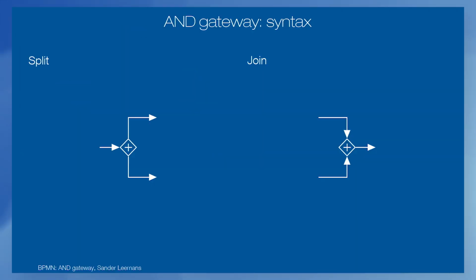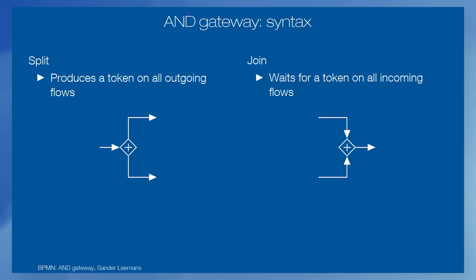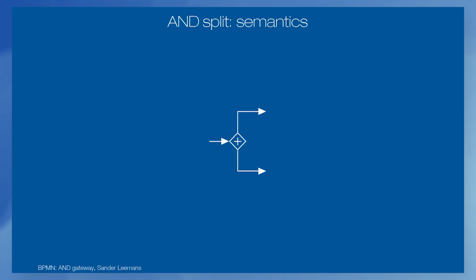We can use it as a split and a join, and the split on receipt of a token will produce a token on all outgoing sequence flows. The join will wait until it has a token on all incoming sequence flows and then merge these tokens into one and output that on its outgoing sequence flow. Let's look at that with tokens.